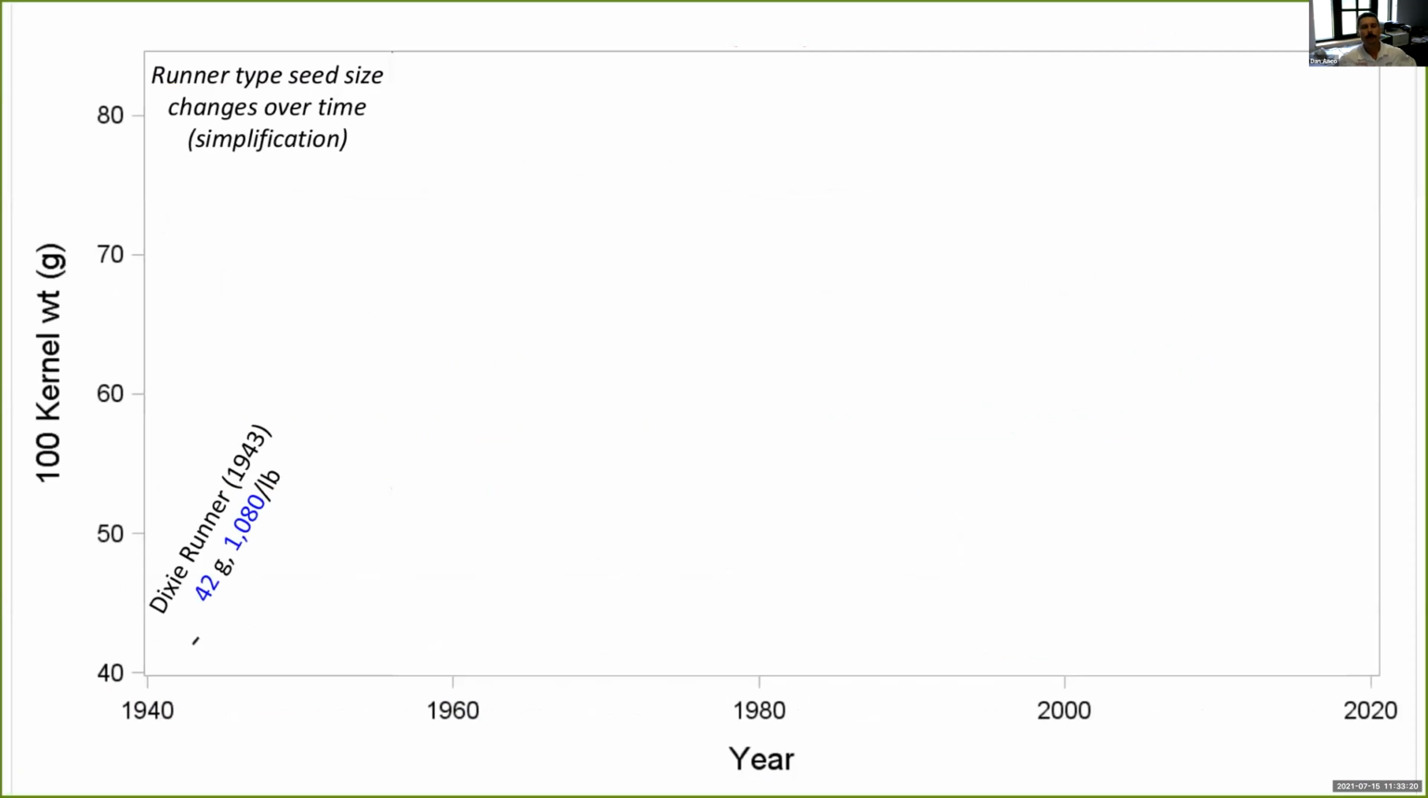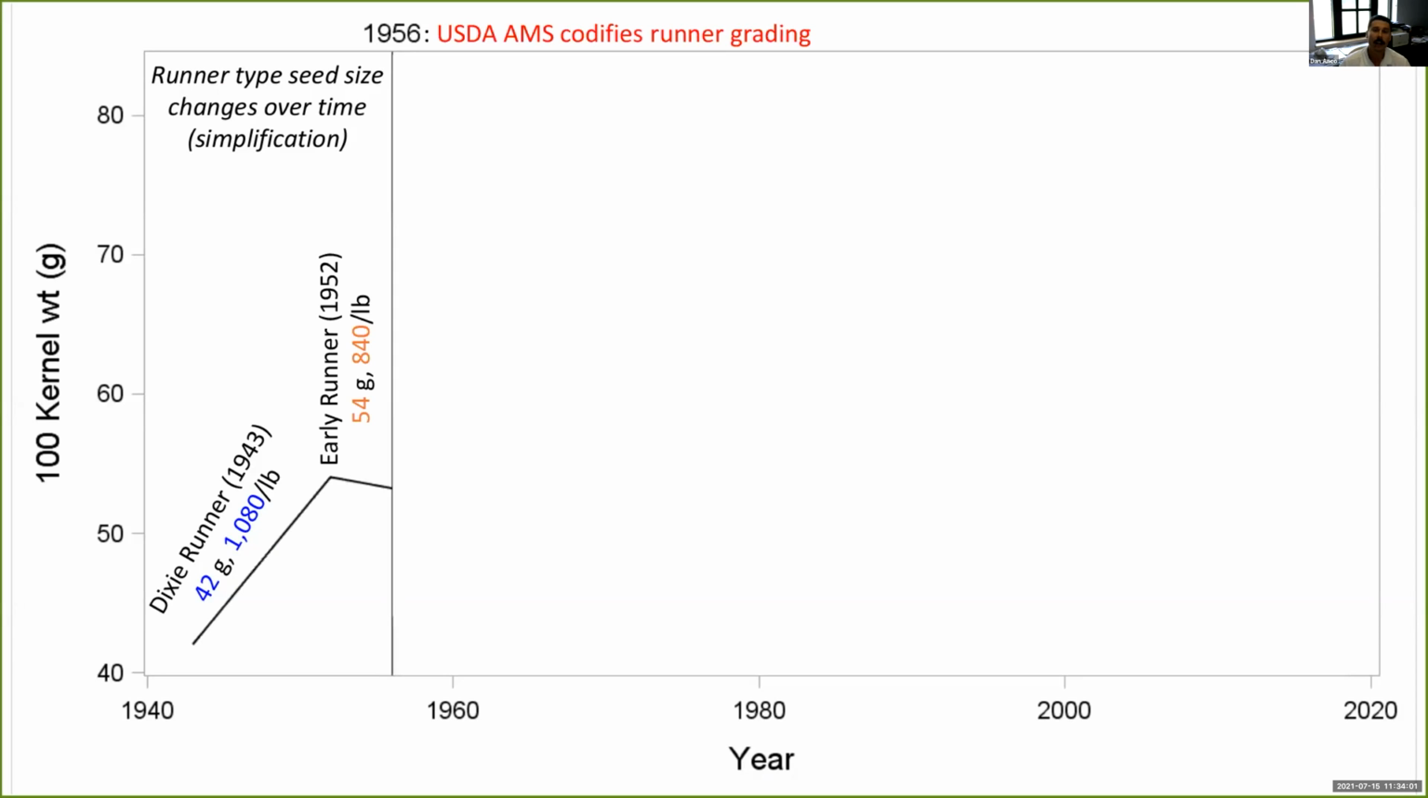And so just to put this in perspective, we're going to look at a timeline here for runner market type cultivars that have been more or less the major players on the scene. Specifically, we're looking at runner market types since they are infamous for having been characterized by single cultivar domination. So we're just going to run through this a little bit quick. 1943, Dixie Runner was released, and it was the first for this time frame that was the major cultivar for runners. It has a 100 kernel weight of about 42 grams. After that, Early Runner was released, 1952. That became the next major cultivar, 54 grams, a little bit larger there.